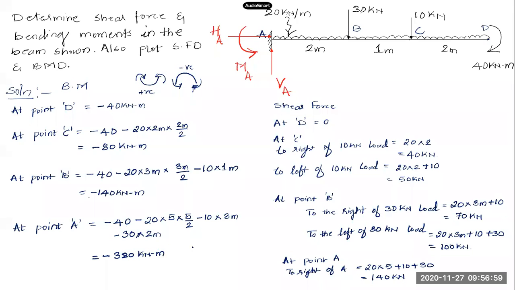So all values are negative, indicating that the beam is in hogging. The entire beam is hogging. That is what the calculation is.